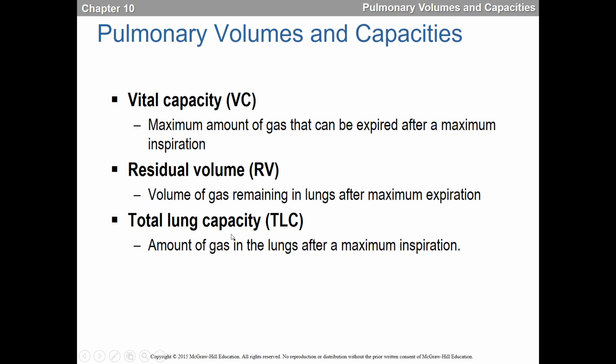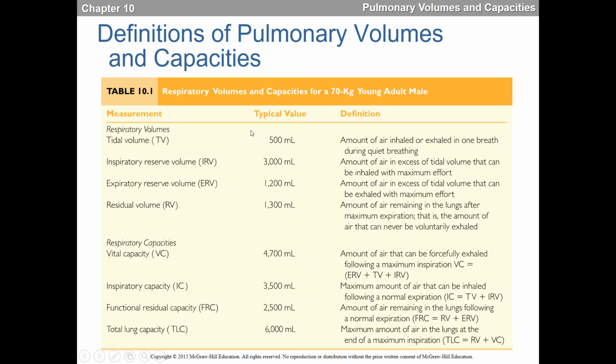Now, total lung capacity, TLC, not the channel or the band. This is just the amount of gas in the lungs after a maximum inspiration. So that's the total amount that you can have in. That's the amount left over. That's the amount you can breathe out.